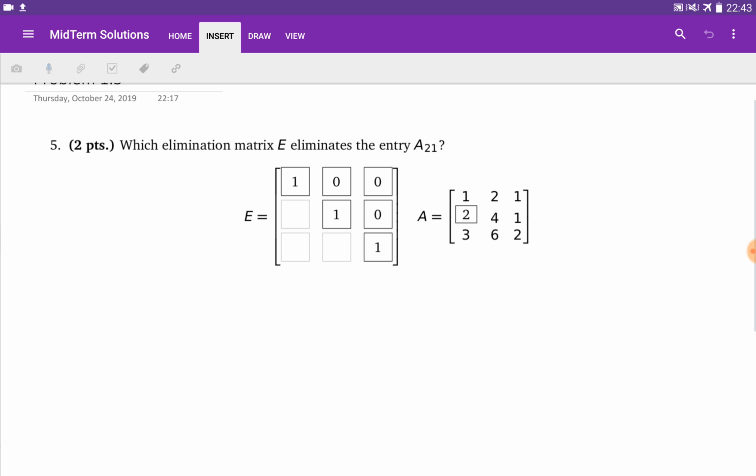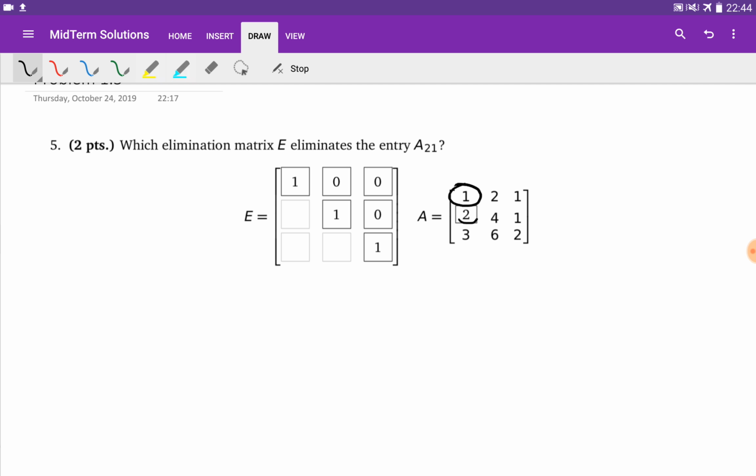The last problem in the first part is going to be about the elimination matrices. So we need to eliminate this entry, the -2, using this pivot 1. In order to do this, we need to do the operation -2 times R1 and add this to the second row.